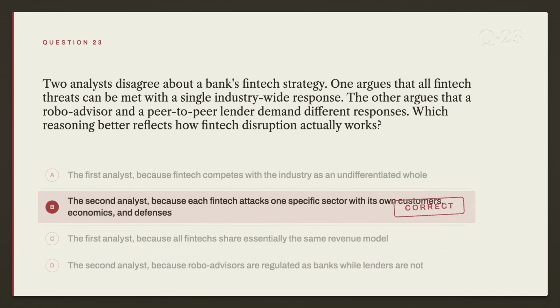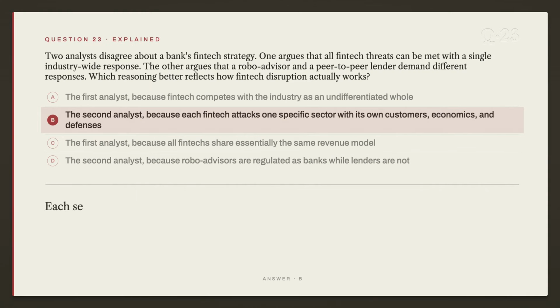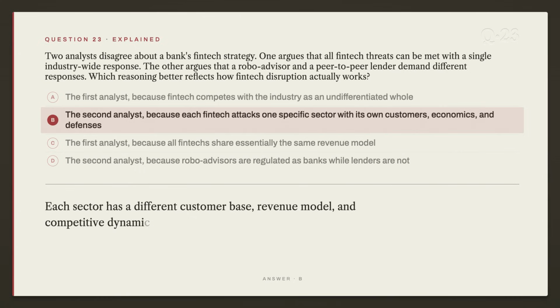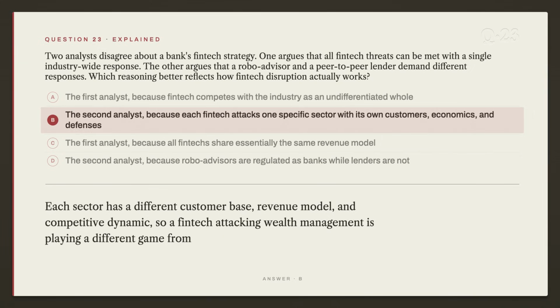The correct answer is B, the second analyst, because each fintech attacks one specific sector with its own customers, economics, and defenses. B is correct because each sector has a different customer base, revenue model, and competitive dynamic. So a fintech attacking wealth management is playing a different game from one attacking commercial lending. A robo-advisor pressures advisory fees on individual portfolios, while a peer-to-peer lender pressures loan pricing and underwriting economics. A single blanket response would misfire against at least one of them.